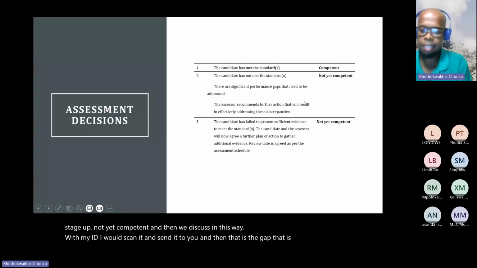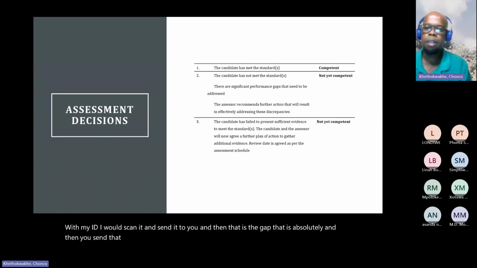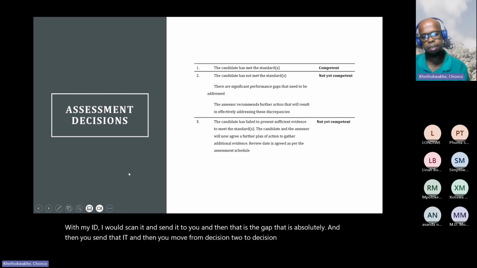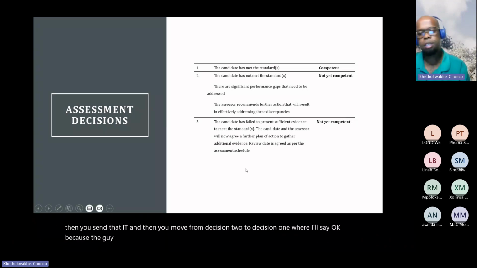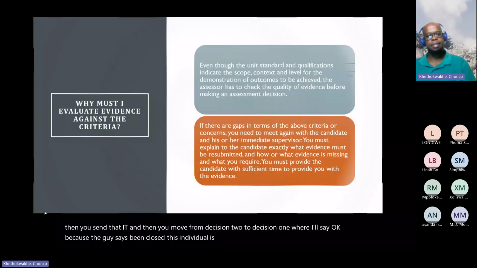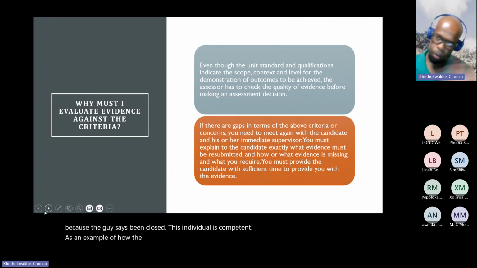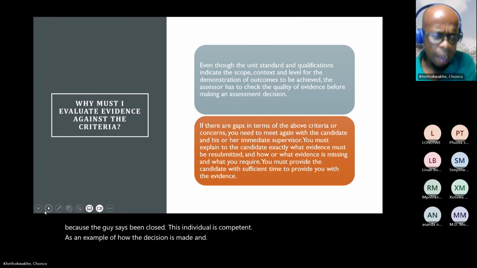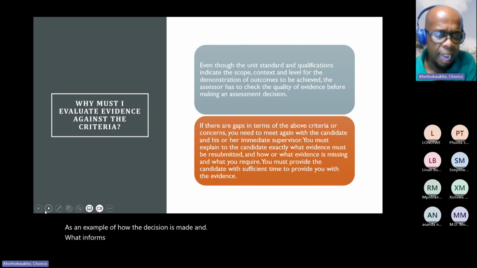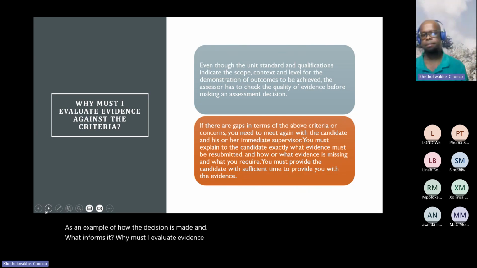And then you send that ID, and then you move from decision 2 to decision 1, where I would say, okay, because the gap has been closed, this individual is competent. So that is an example of how the decision is made and what informs it. Why must I evaluate evidence against the criteria?